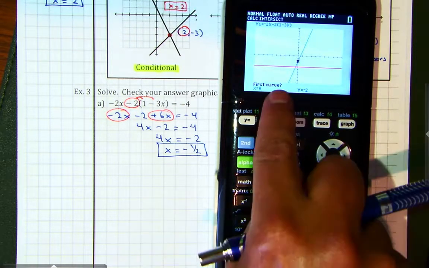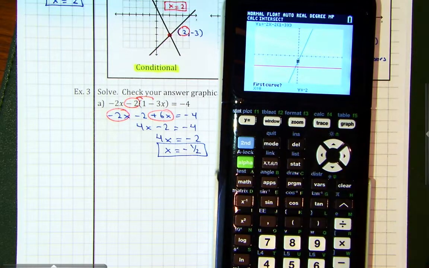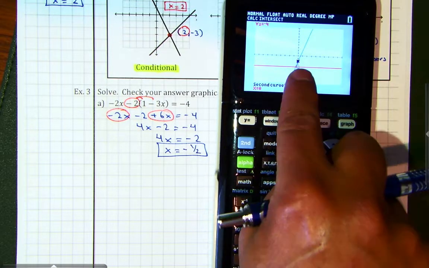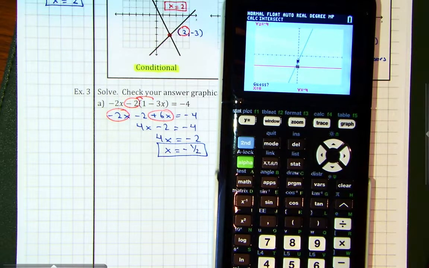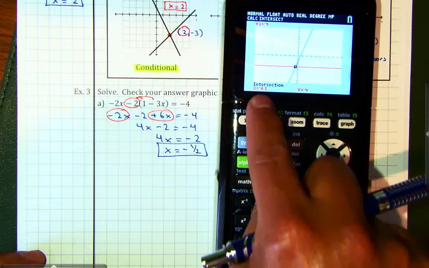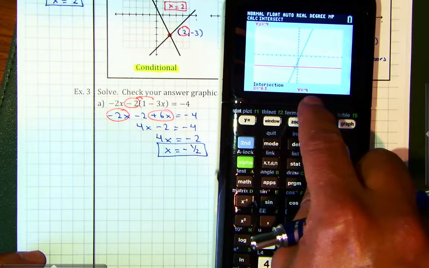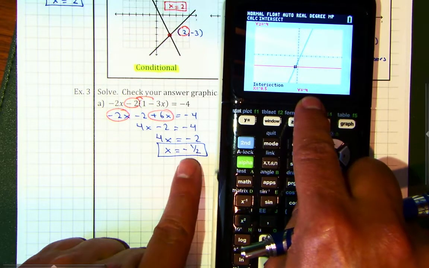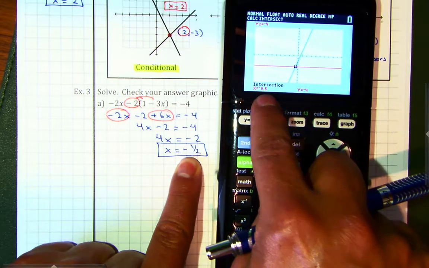It's going to say first curve. It's going to be on the first curve, so I just press enter. Second curve, I'm going to just press enter. Guess, yes. And your intersection is at negative 0.05, comma 4. Notice that your x value is your solution.